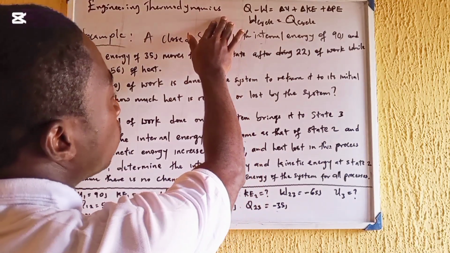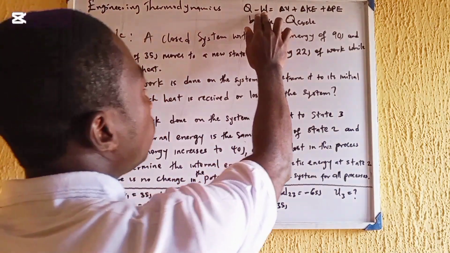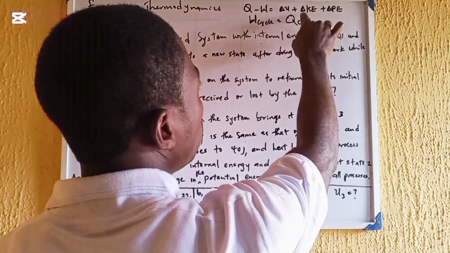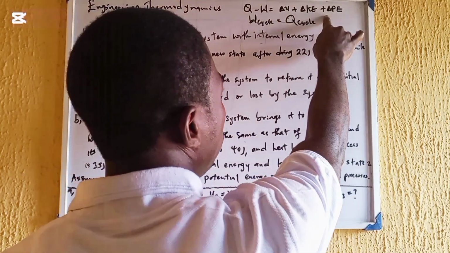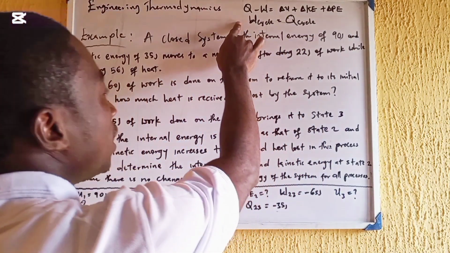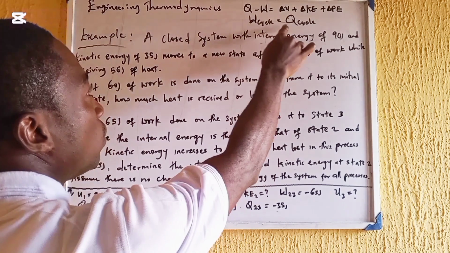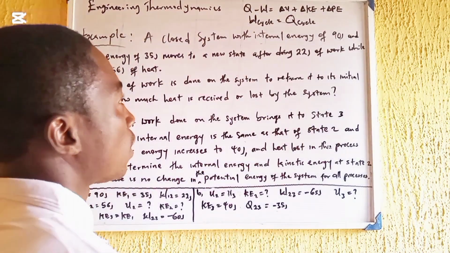For the energy balance equation, we have that Q minus W is equal to change in U plus change in KE plus change in PE. But for a thermodynamic cycle, we said work cycle is equal to heat cycle.